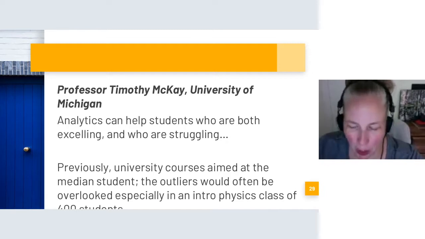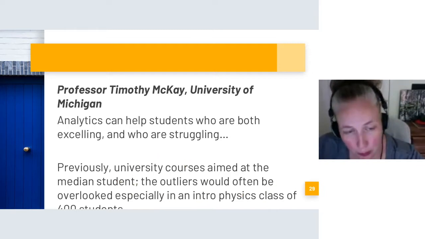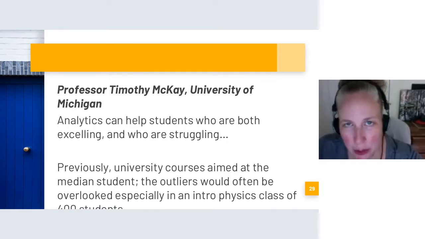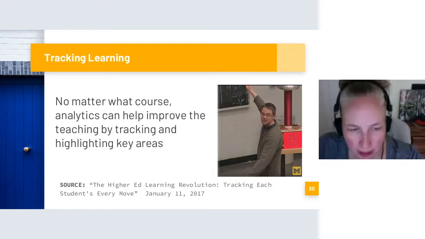And so Professor Timothy McKay at the University of Michigan has his own theory on how analytics can help him. He's the one that suggested that previously, university courses, because of the sheer sizes, aimed at the median student, with the outliers, like I mentioned earlier, often getting left behind. So essentially, what Tim McKay is talking about, he has a class of 400 first-year physics students.